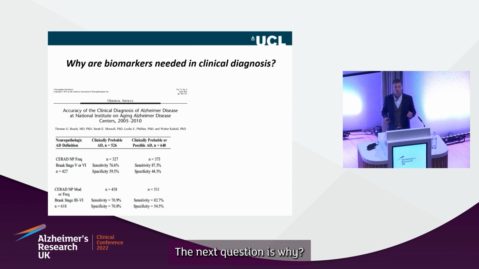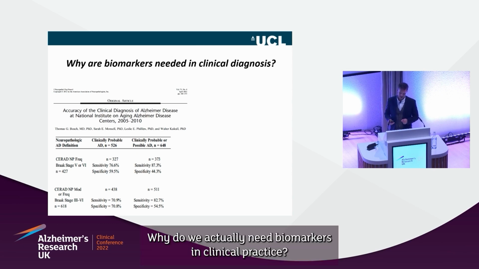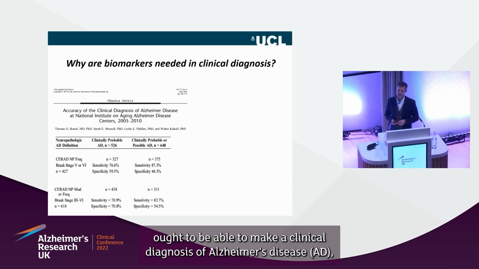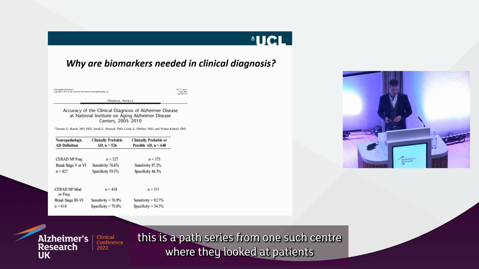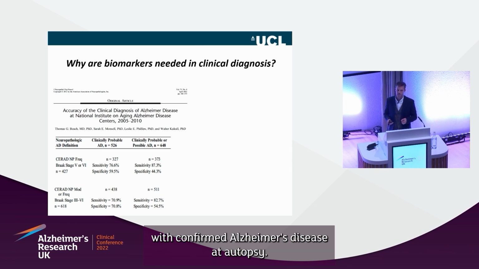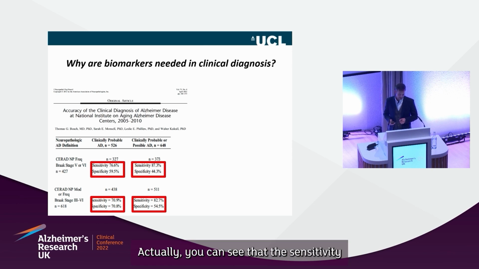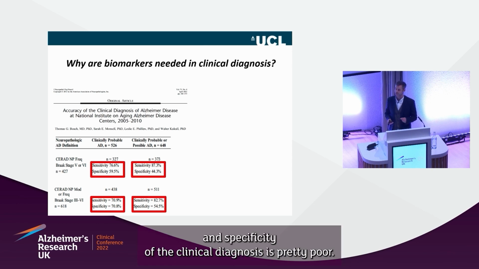So the next question is why? Why do we actually need biomarkers in clinical practice? Surely experienced dementia specialist doctors ought to be able to make a clinical diagnosis of Alzheimer's disease. But in the best specialist centres in the world, this is a pathological series from one such centre where they looked at patients with confirmed Alzheimer's disease at autopsy, and you can see that the sensitivity and specificity of the clinical diagnosis is pretty poor.